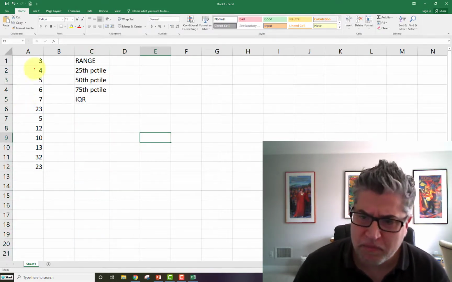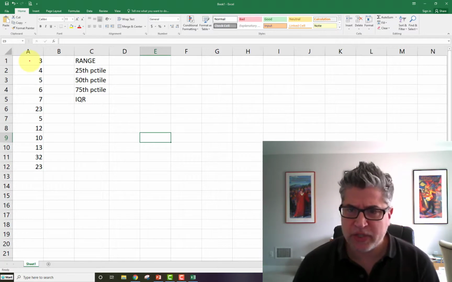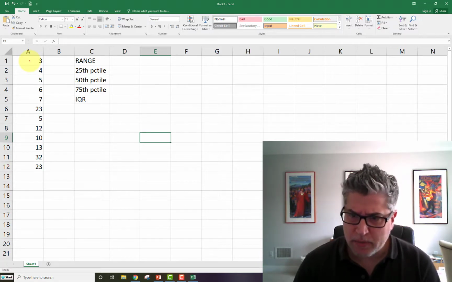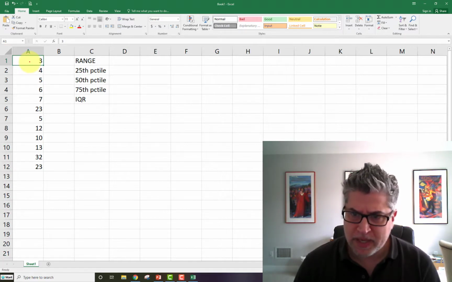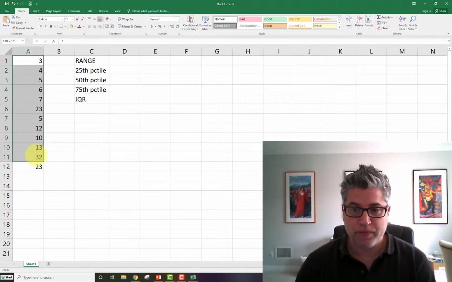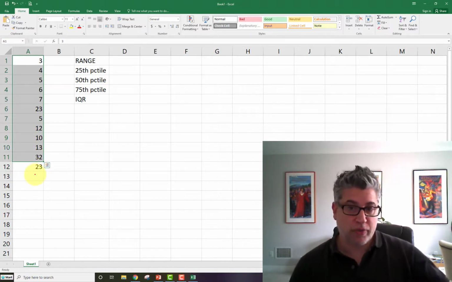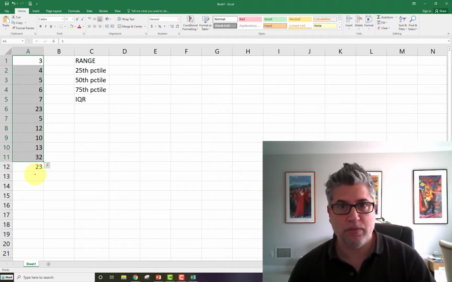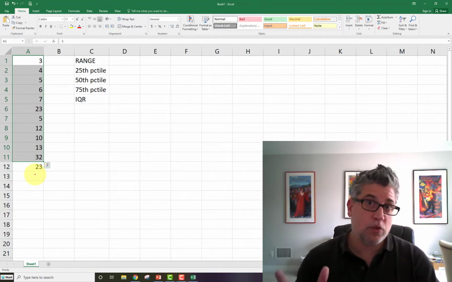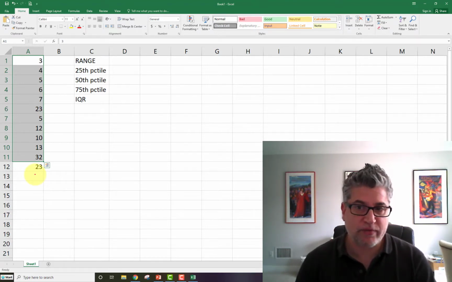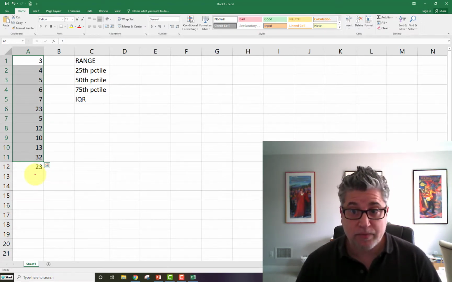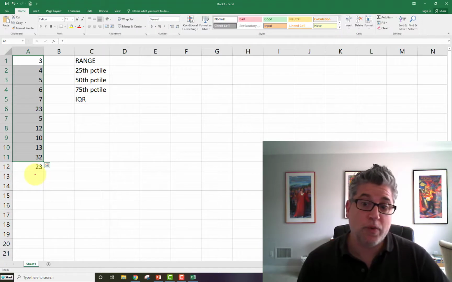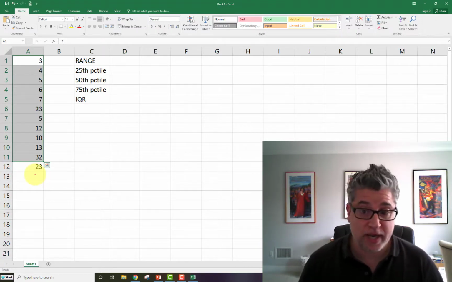All right, now, can we eyeball what this range is? Looks like my smallest number is 3. My biggest number is 23. No, my biggest number is 32. So the range is from 3 to 32. So that's the normal people way of doing it. The statistician's way of doing it is to say that these numbers vary by 32 minus 3. So they vary by 29.